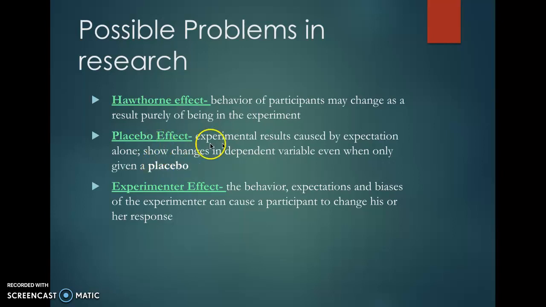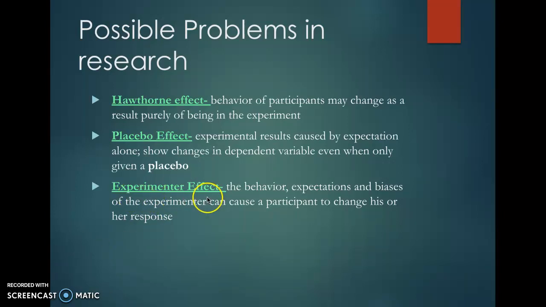The placebo effect: results caused by expectation alone show changes in the dependent variable only when given a placebo. I'm assuming you guys know what a placebo is, but it's basically, you're in a medical study, but you're given the sugar pill. But you say, oh my God, yeah, this is really helping. No, your brain is just tricking you.